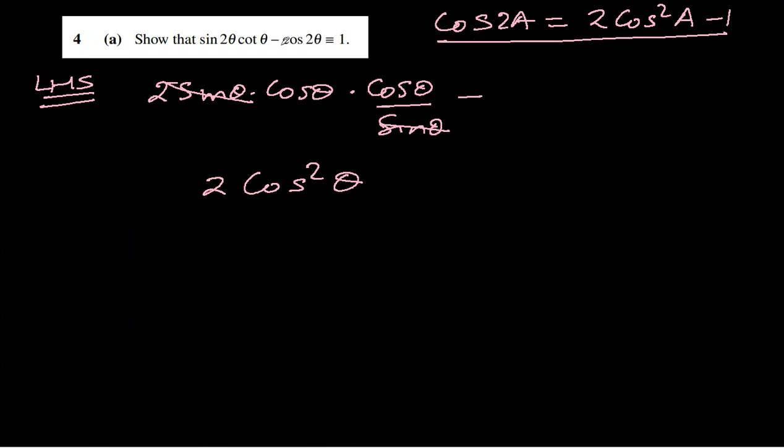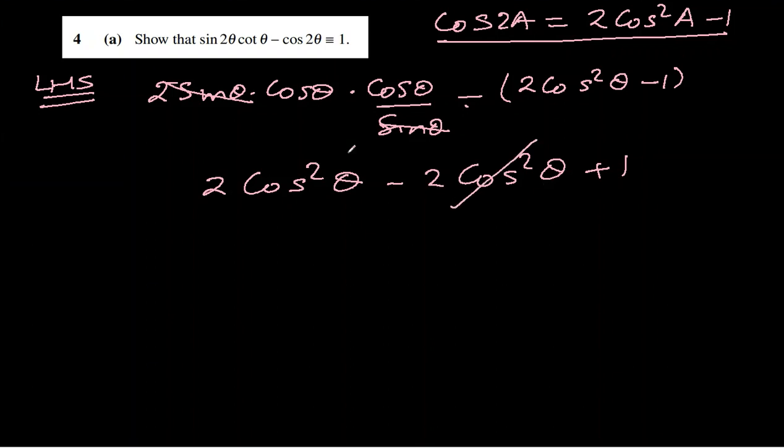So in place of cos 2 theta, I will write 2 cos square theta minus 1. Okay, because I had cos square here, I wanted to cancel that one. So let's open that bracket now. 2 cos square theta plus 1. This negative and this negative make it positive. These two cancel out. And voila, we are left with only 1, which is the right hand side. This is what they wanted us to show.